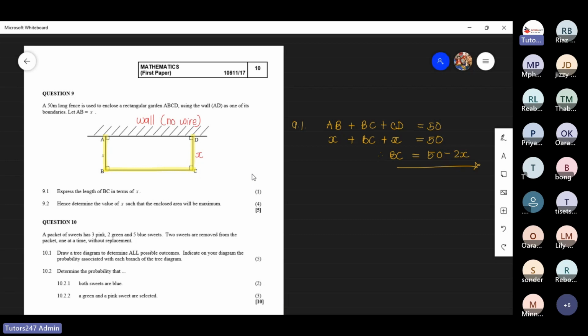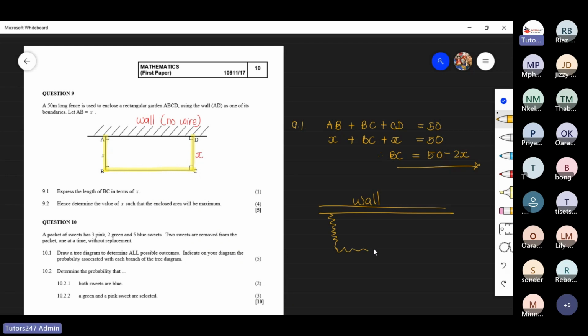Remember, AD is not part of the wire fencing. Think of it as you've got this wall by your house, and outside your house there's a patch of soil, and you want to build a little garden, and there's some dogs or rabbits in your area that will come and eat and dig up your garden and ruin it. So you want to enclose it with some fencing. So if this is your wall by your house, you put up this wire fencing here, here, and here to enclose your garden.